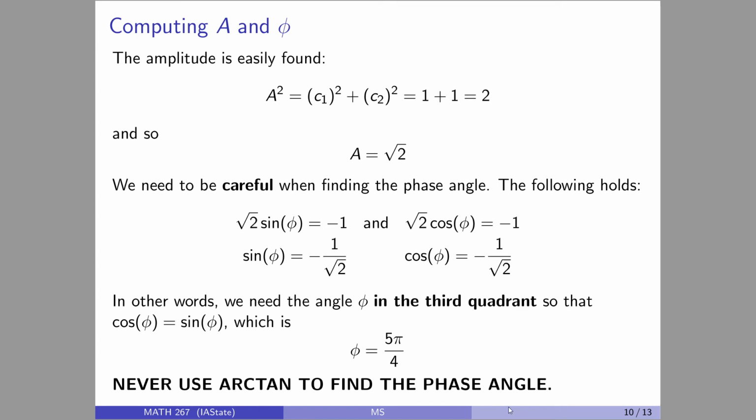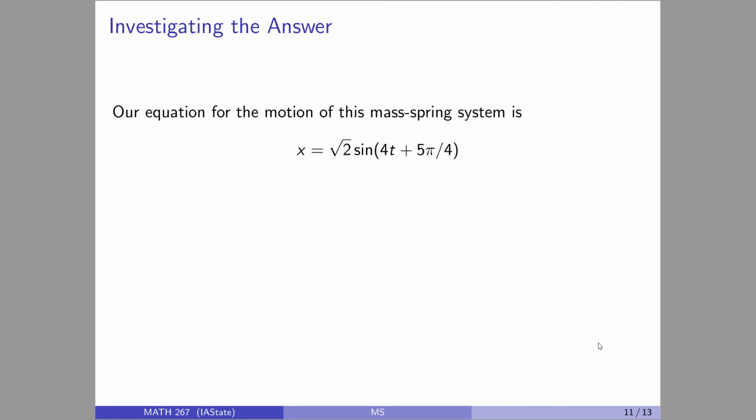Yeah. So, all right. Anyway, so now that I'm done and I'm off my soapbox, we now have the equation for the motion of the mass spring system. It's square root of 2 sine of 4t plus 5 pi over 4. That's it. There we go. We got it.